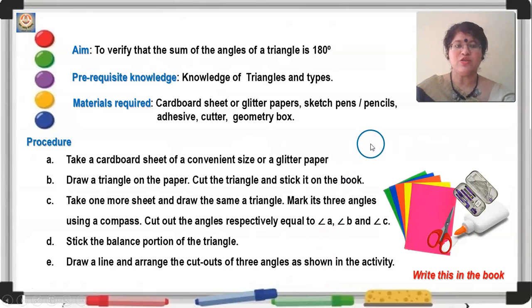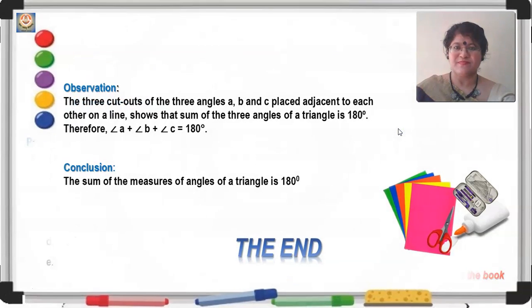Okay. Now let us look at the observation and the conclusion. So observation: the three cutouts of the three angles, that is A, B and C, which are placed adjacent to each other, what happens to those three angles? Okay, now they show that their sum will be equal to 180 because it forms a semicircle. So conclusion: the sum of the measures of angles of a triangle is 180 degrees.